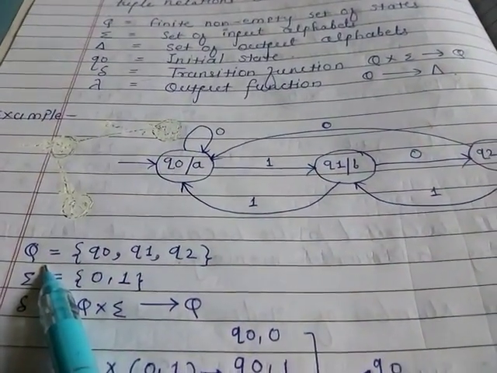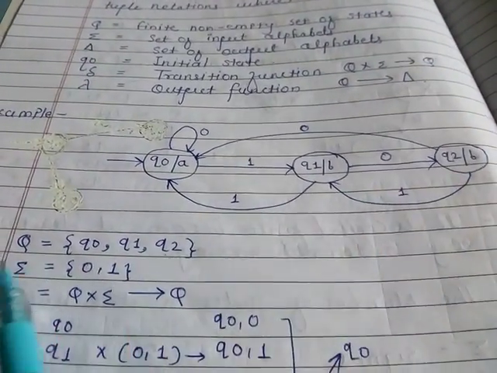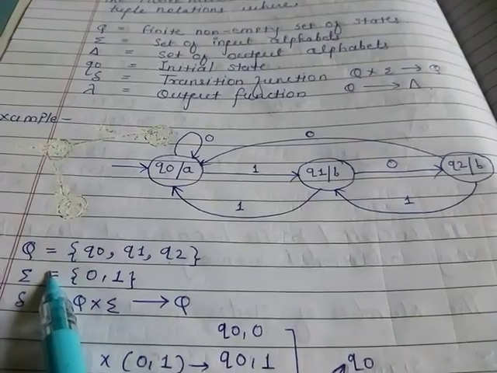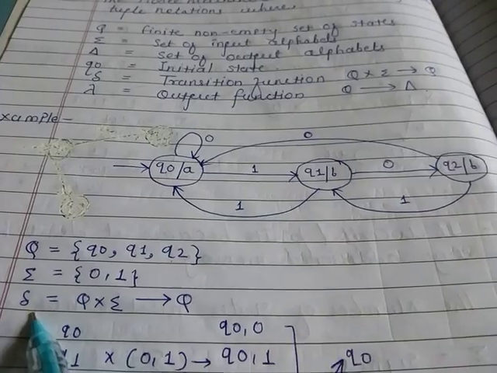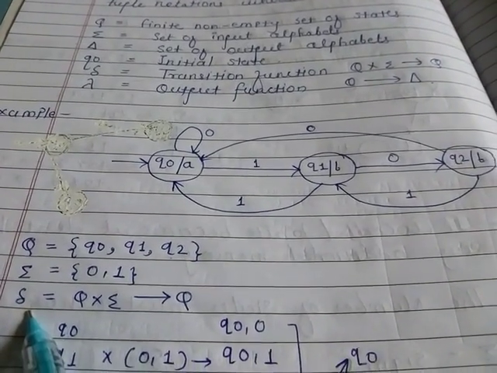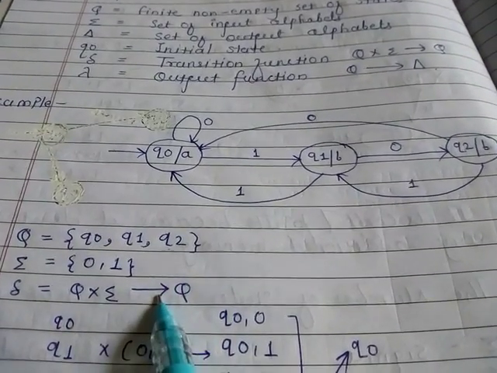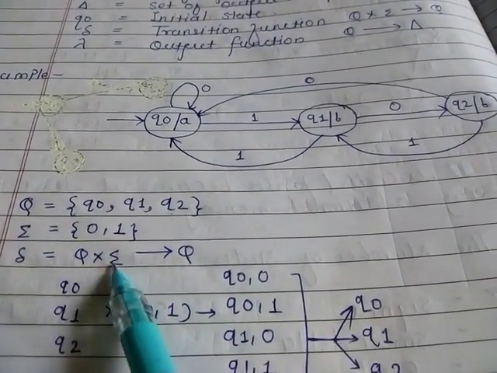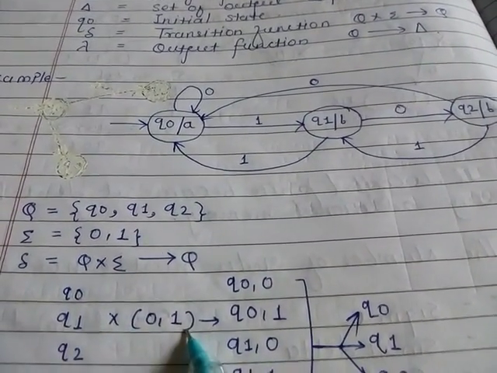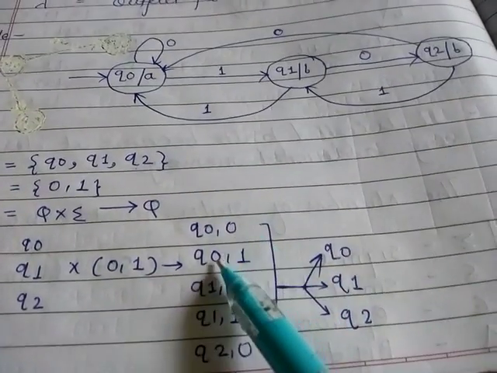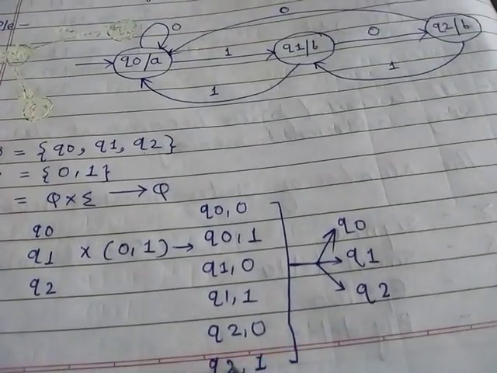Capital Q is the set of states. So here Q0, Q1 and Q2, these 3 states are used. Next, sigma is the input alphabets. Here 0 and 1, these 2 input alphabets are used. Delta is the transition function, which always gives the next state. So after the multiplication of these two terms we get Q0, Q1, Q2 into 0, 1: Q0, 0, Q0, 1, Q1, 0, Q1, 1, Q2, 0 and Q2, 1.